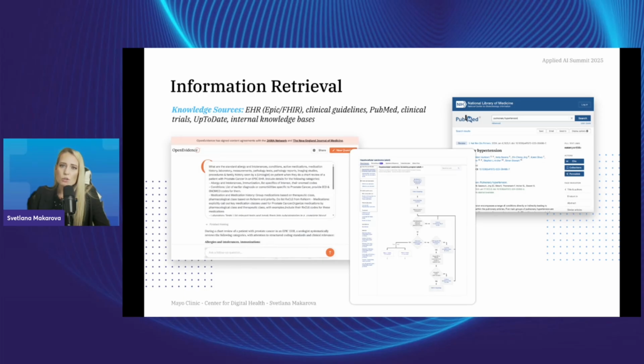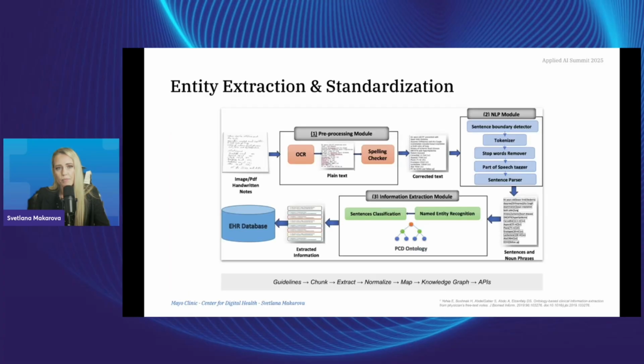From knowledge, we prioritize clinical guidelines, care process models, which are part of our internal knowledge systems, and other curated references. Again, the objective of the step is to retrieve the relevant information needed as part of that context or workflow. And the next step is entity extraction and standardization of clinical concepts.